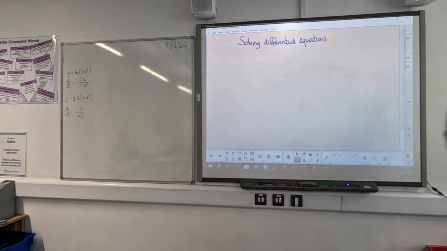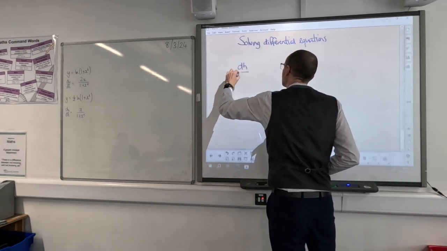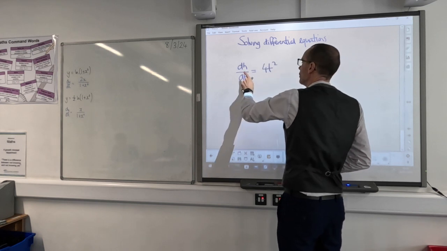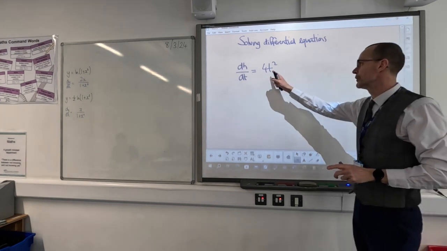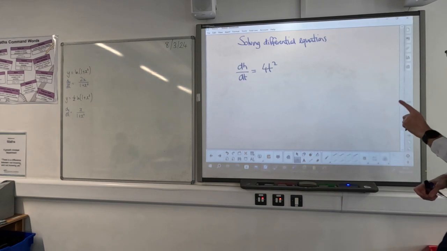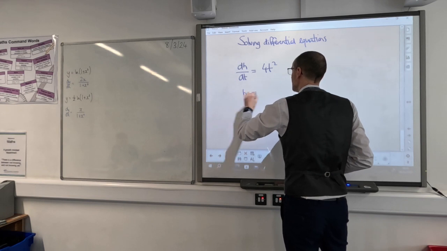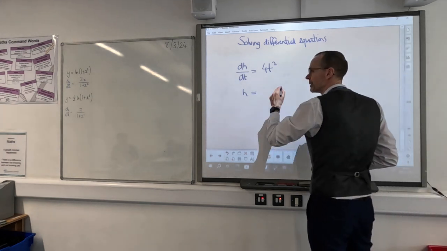So if we have a dy by dx, or actually I'm going to use a dh by dt. So this is the rate at which the height of something is changing, and it is proportional to t squared. That is a differential equation. And solving that differential equation just means integrating it. And we increase the power, divided by the new power.